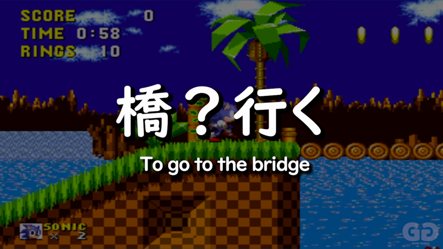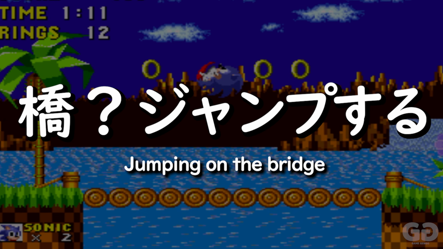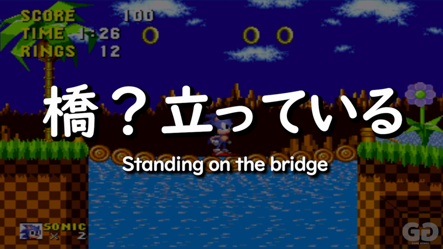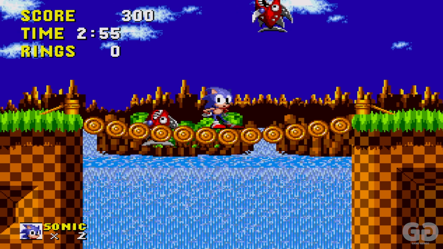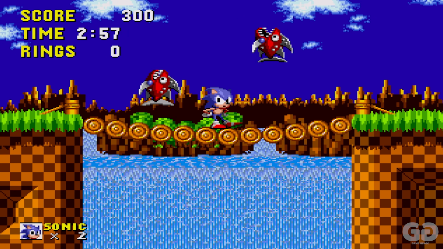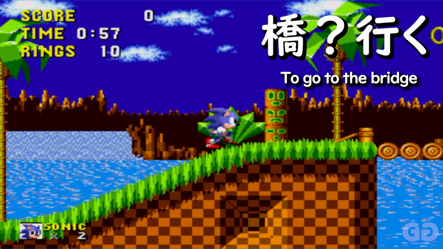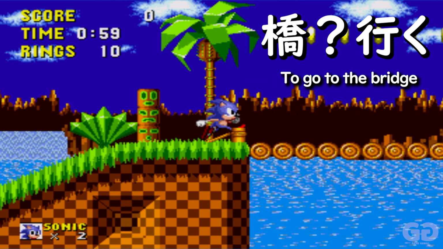particle is. Okay, so how about here? We have 4 actions: going to the bridge, jumping on the bridge, standing on the bridge, and walking across the bridge. What do you think are the correct particles to fit each of these situations? Let's start with iku, to go.